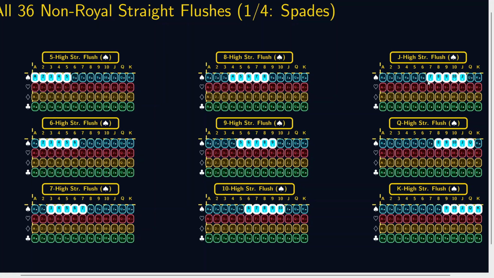Columns 7, 8, 9, 10, and jack, all in the spades row. 7 of spades, 8 of spades, 9 of spades, 10 of spades, jack of spades. The eighth hand is the queen high straight flush of spades.